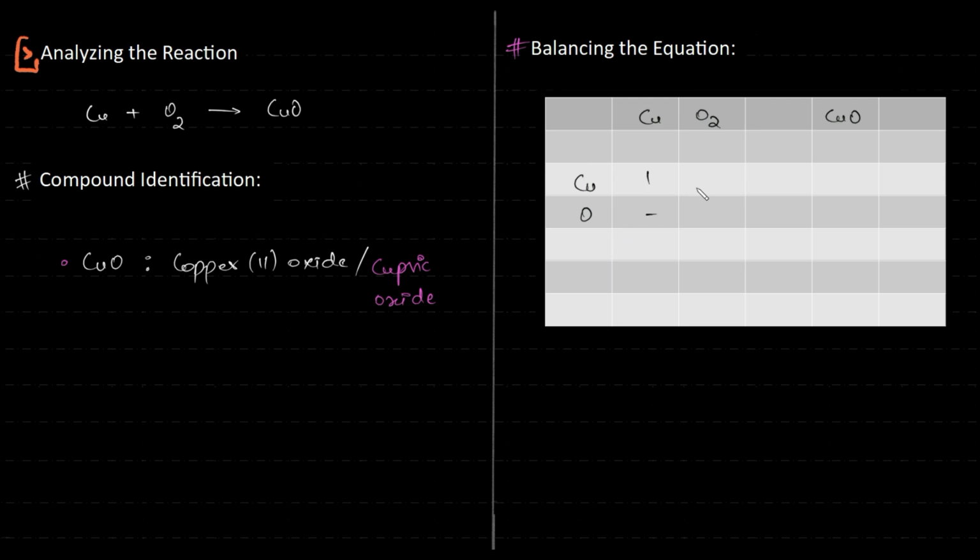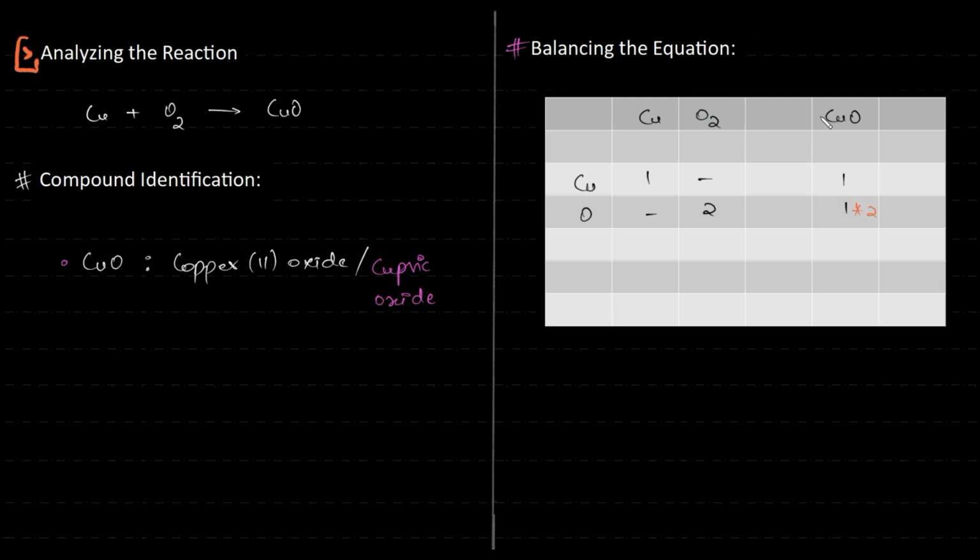In Cu, there is 1 atom of Cu and no oxygen atom. In O2, no copper atom, while you have 2 oxygen atoms. And in CuO, there is 1 of each. So is this balanced? Clearly no.